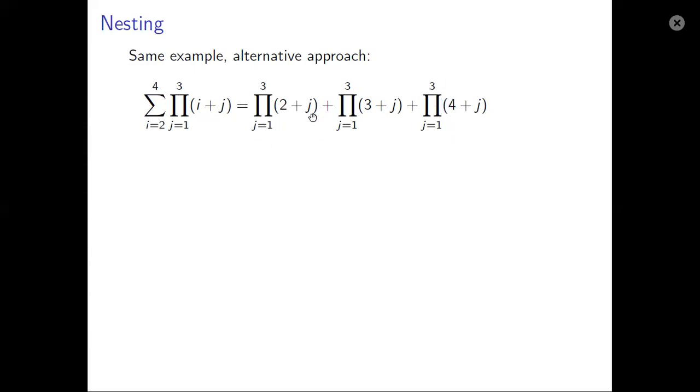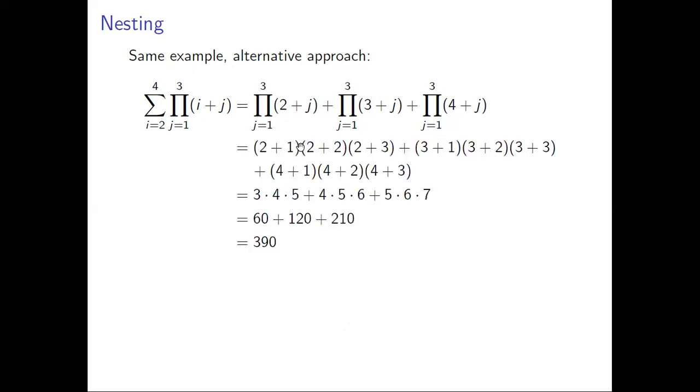And now we have to expand these products. So we start from j equals 1 through 3. So it would be 2 plus 1 times 2 plus 2 times 2 plus 3. Right? So that's this product. And then the next product. Okay, and then the last product. And doing the arithmetic, we get 390 again. So it's a different approach, but it gives us the same result.